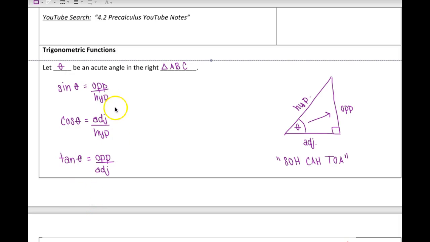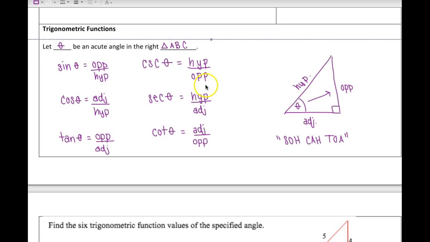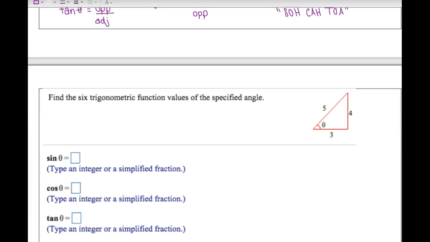And I'm going to give you guys 3 more. You may have learned these before, but if you haven't, that's okay. These are the other 3 trig functions: cosecant, secant, and cotangent. Cosecant is the reciprocal of sine, secant is the reciprocal of cosine, and cotangent is the reciprocal of tangent. All right, let's do some examples.